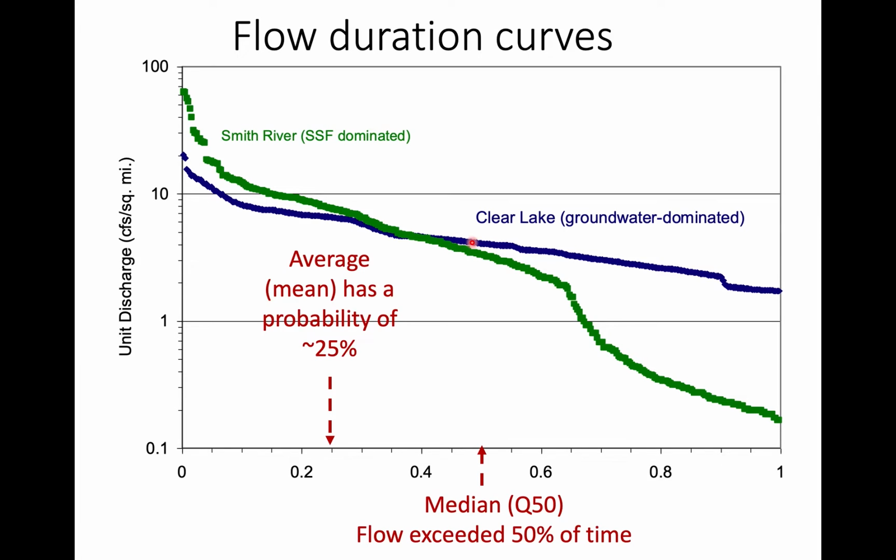But if I took the data that underlie this graph and calculated the average flow over time, I would not get this median, and I would not necessarily get a number that was identical for each. Because we're looking at things in a log-log space, these high flows are so much bigger than our low flows that the average is pulled toward the high flows. So oftentimes your average, where you just add up all the numbers and divide by the number of numbers, tends to have a probability something like 25% of the time. And so if we took the average of these two watersheds, rather than being quite similar, we might see a little bit bigger difference because the Smith River just generates so much bigger floods than the groundwater dominated Clear Lake watershed.